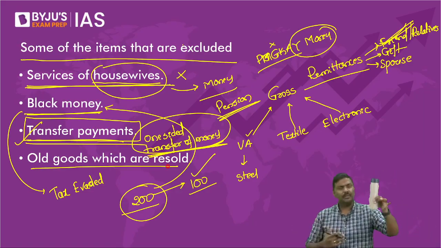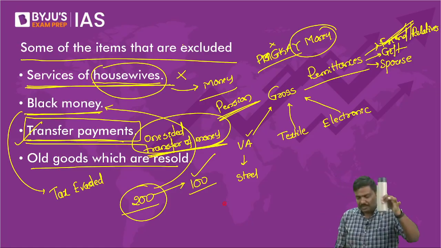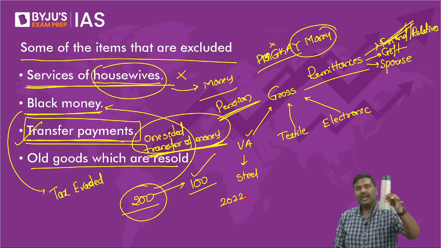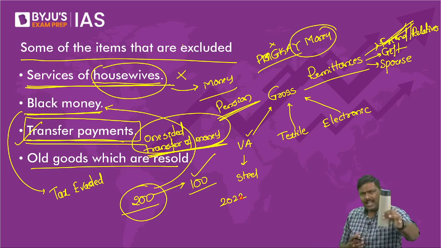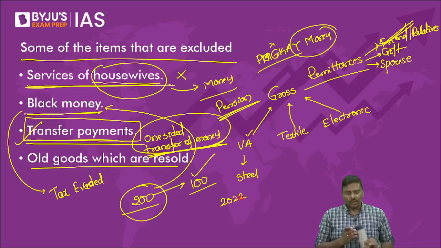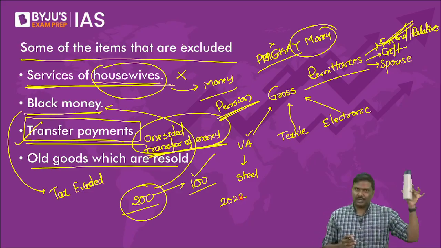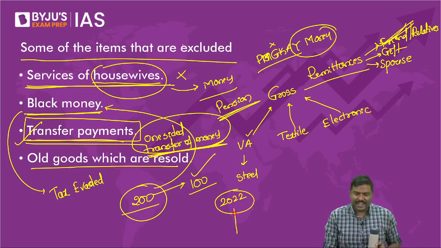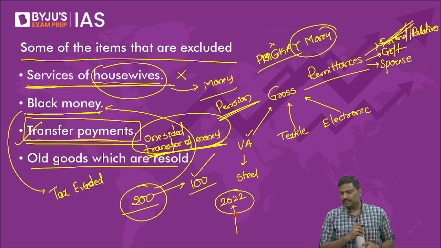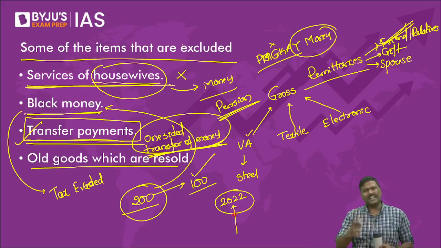Imagine the bottle was produced in 2022. I purchased the bottle. Simple. Now, don't you think that because it was produced in 22 and I have purchased it, it is already counted as a part of GDP for 22? I hope you understand. Already counted.